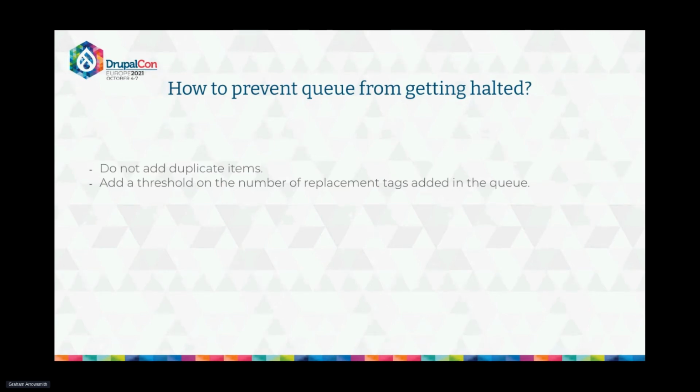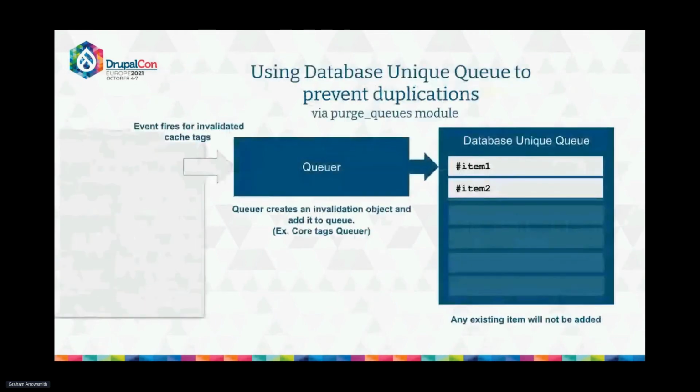For that, we figured out that there is a module named Purge queues, which provides a unique key, database unique queue, which can prevent duplication. When we enable this module and replace our simple database queue with this database unique queue, any existing item will not be added to the queue again. With this, we made sure that, first of all, no duplicates are added to the queue.